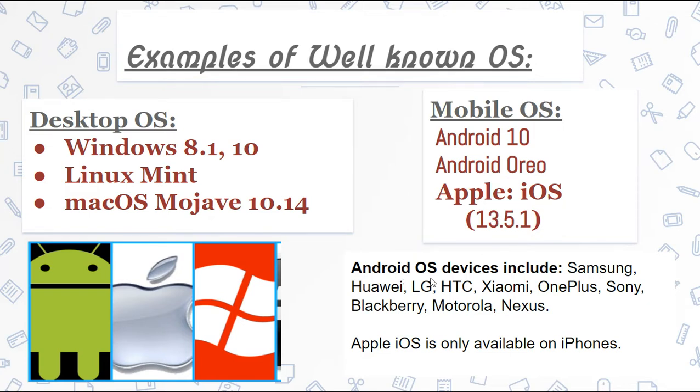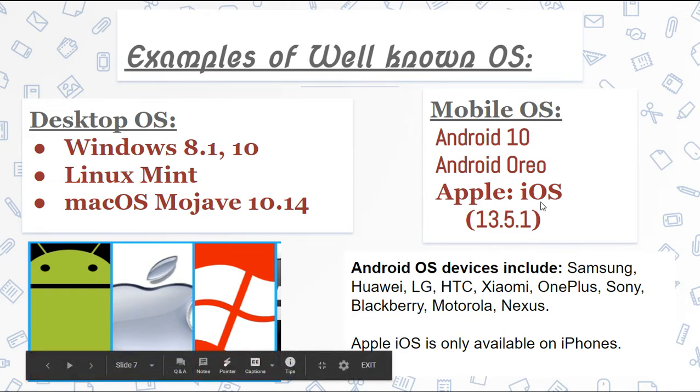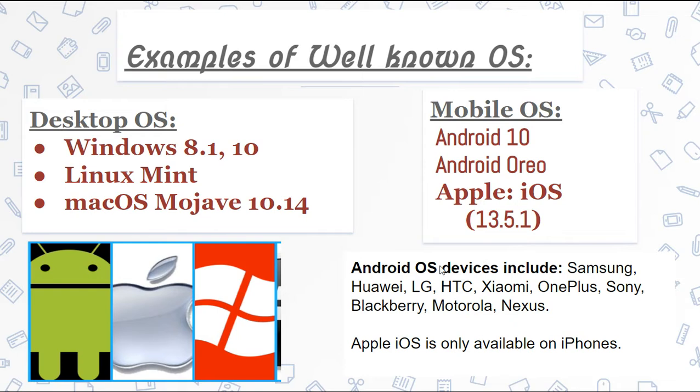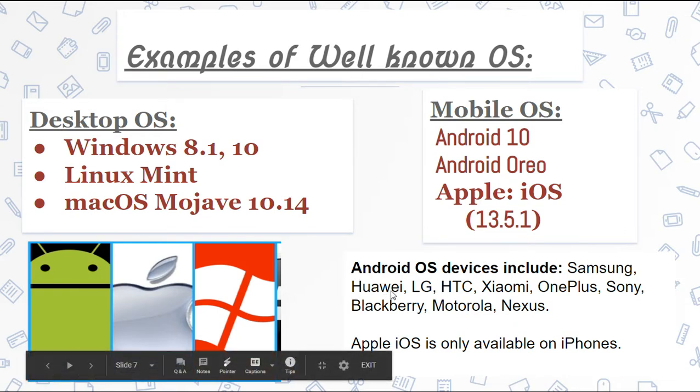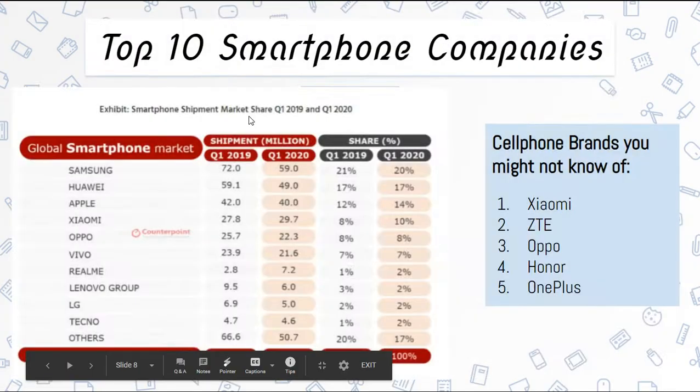How do you know if your phone is Android or Apple? Well, iOS is only for iPhones, so it will only work on iPhones. Android devices are your Samsung, your Huawei. It's pronounced Huawei, not Hawaii. Let's learn that now. Huawei, LG, HTC, Xiaomi, OnePlus, Sony, BlackBerry, Motorola, Nexus. Pretty much any other phone is going to be Android except for iPhones, which are iOS.